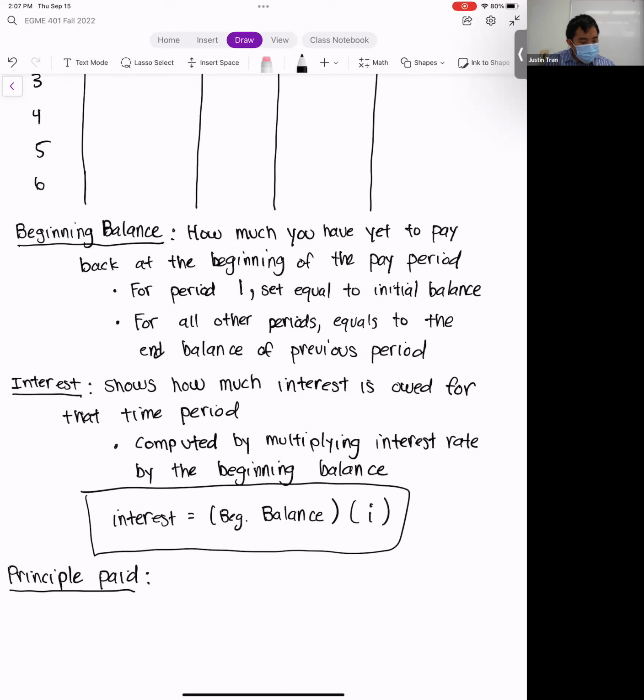All right, next we have the principal paid. This column is going to show how much of your payment is actually going towards reducing your balance.